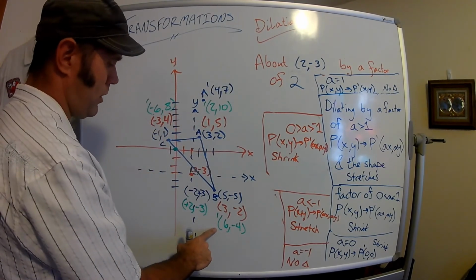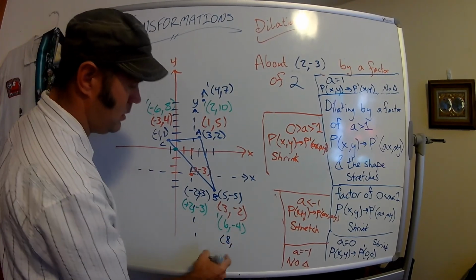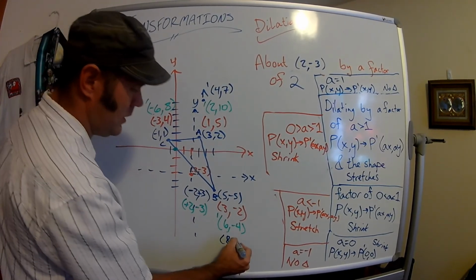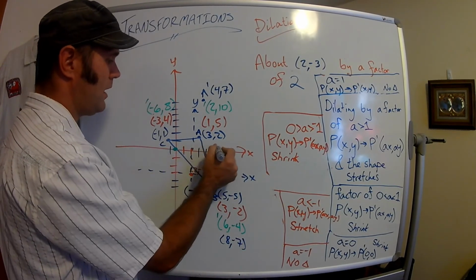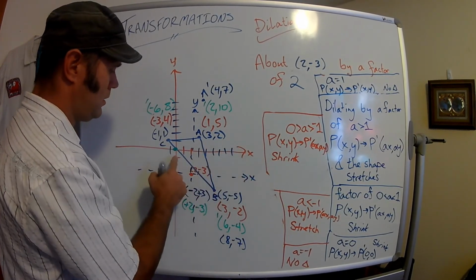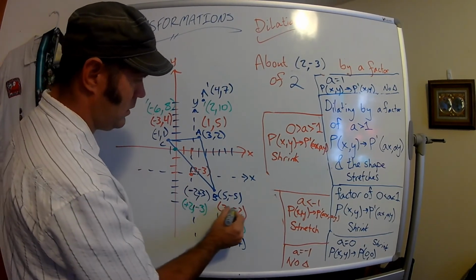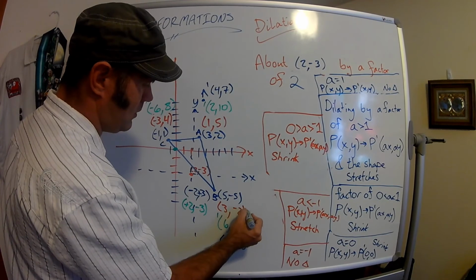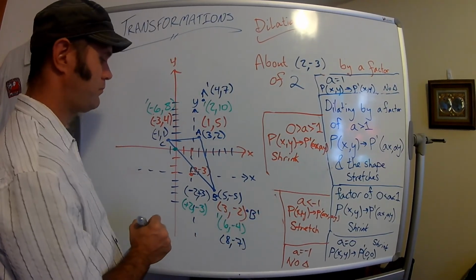Our true B prime will be 6 plus 2 is 8, and negative 4 minus 3 is negative 7. So 8 to the right, and down 7. So this is our true B prime.